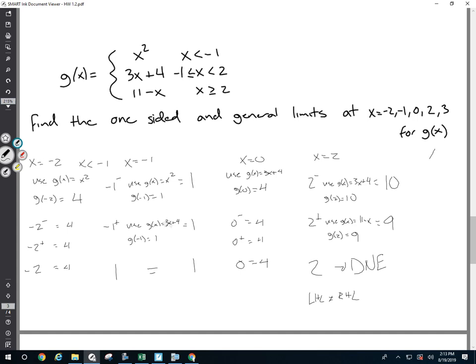And finally at 3, well, x is bigger than 3. I'm using 11 minus x. And all of the things would follow and would be equal to 8. So 3 from the left, 8. 3 from the right, 8. And 3 in general, 8.